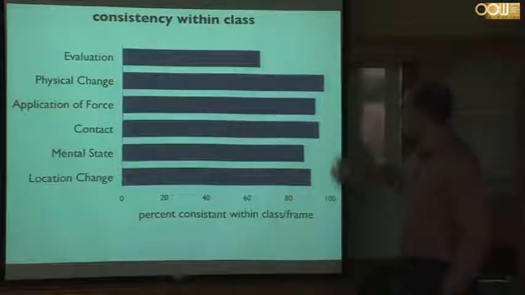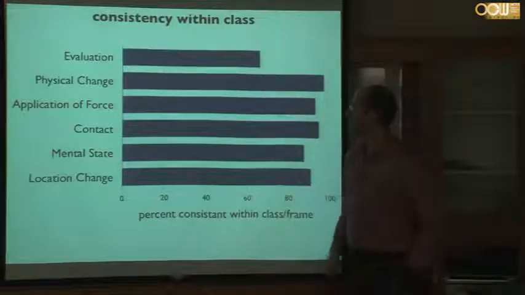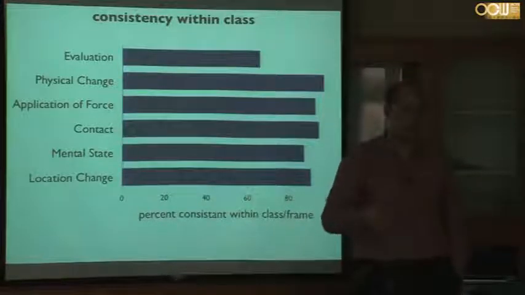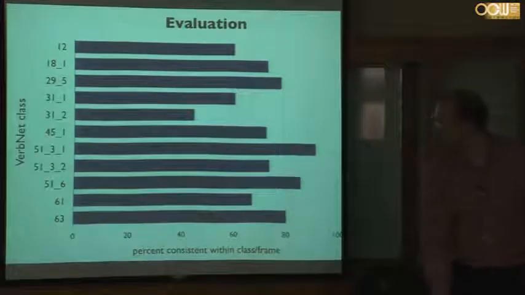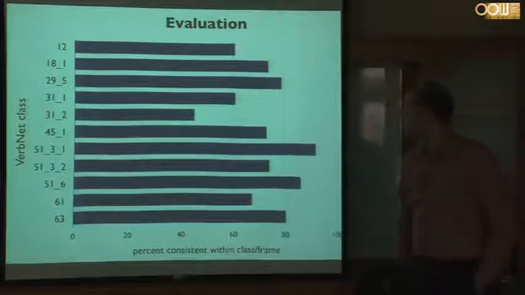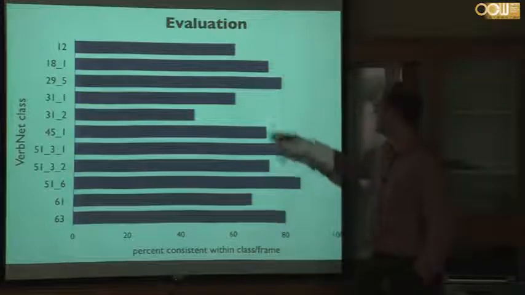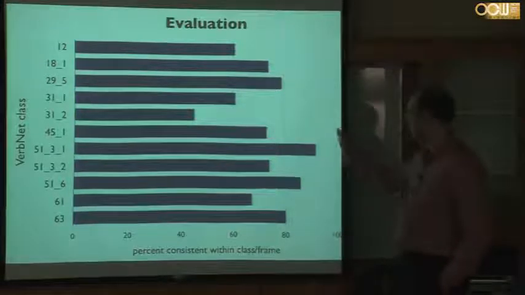So this is across our different tasks, and you can see this difference for evaluation, where verbs are much less consistent within class, which is what we expected. Now I can show you for each task, for each class, how consistent the classes are. Some of them we have a lot more data for than the others, but looking at evaluation, we can see a lot of them are not near ceiling. If for every verb in every frame in every class we got the same response, these bars would all be over here at 100.